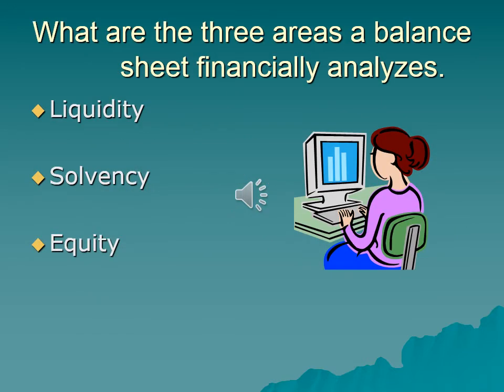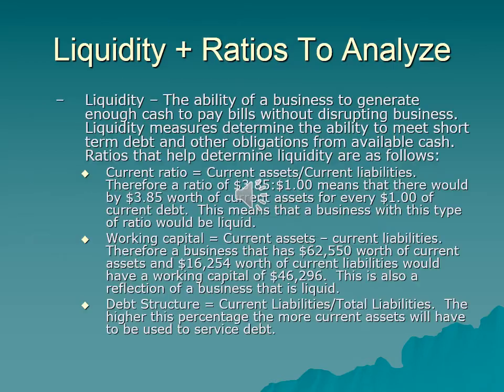What are the 3 areas of balance sheet financially analyzes? They are as follows: liquidity, solvency, and equity. Liquidity plus ratios to analyze. Liquidity means the ability of a business to generate enough cash to pay bills without disrupting business. Liquidity measures determine the ability to meet short-term debt and other obligations from available cash.